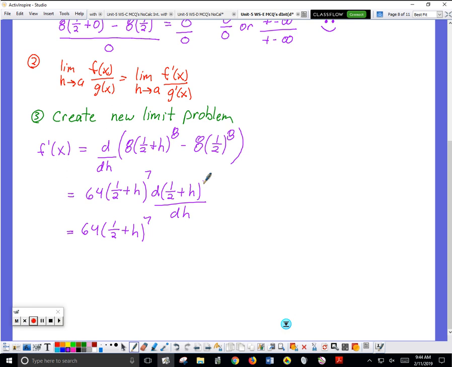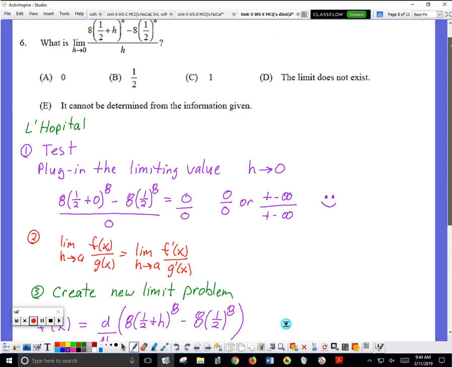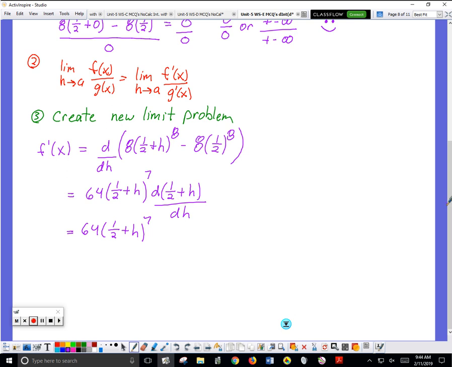Cool. Okay, that's the first part of L'Hopital's rule. Second part is we've got to find the g prime. G prime is the derivative of the bottom with respect to h. That'll just be dh over dh. So we get g prime is just dh over dh, which is just 1.